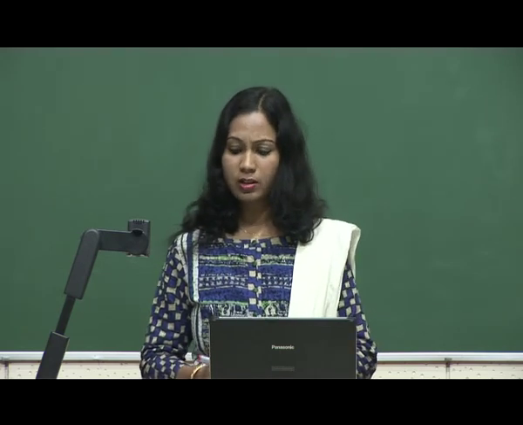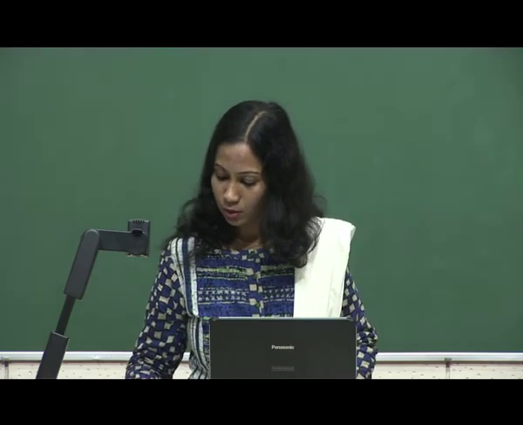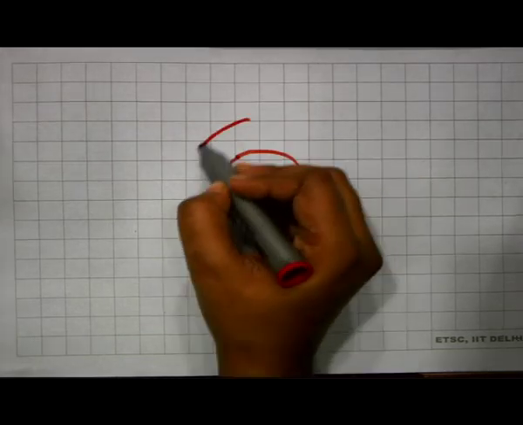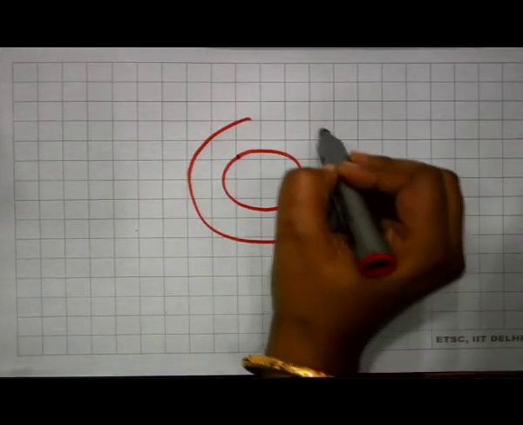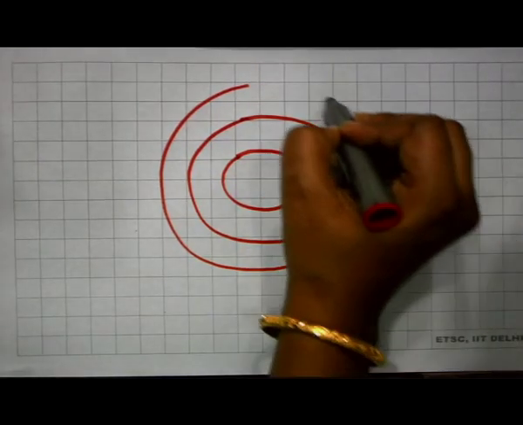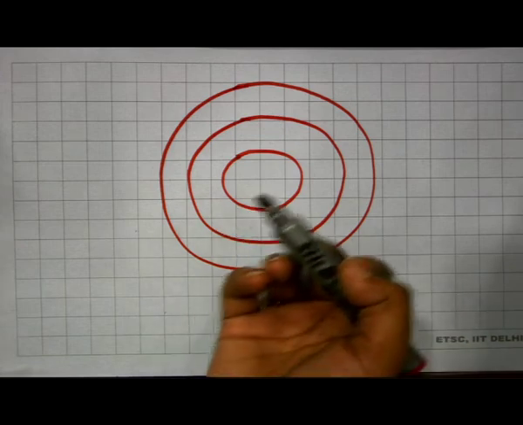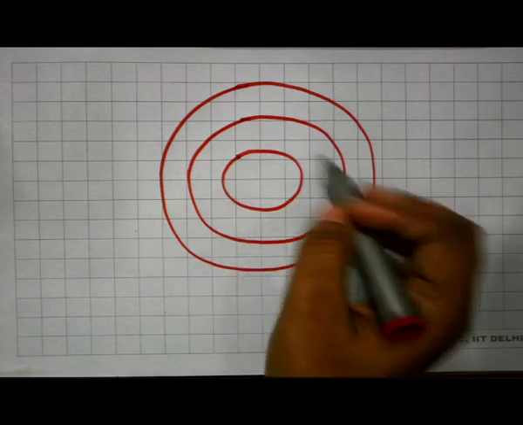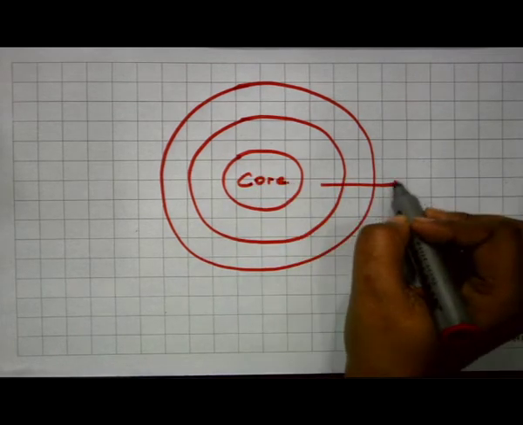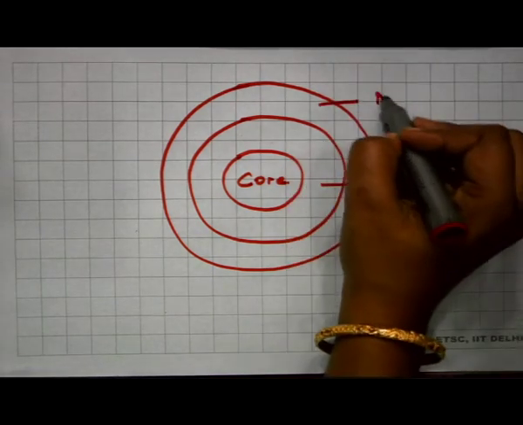If we see the diagram, the biosphere reserve can be categorized into 3 regions. We can demonstrate what a biosphere reserve comprises with the help of these concentric circles. This is the core area, this is the buffer area and this is the manipulation zone.